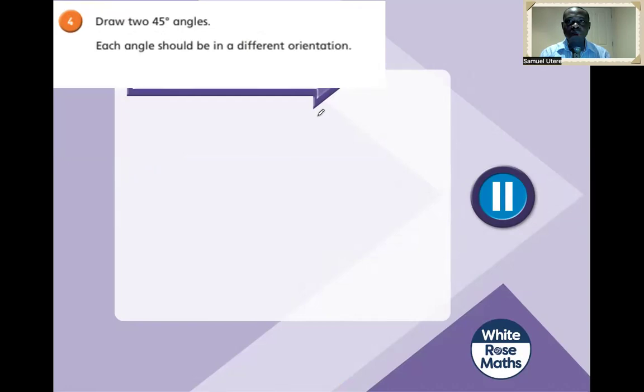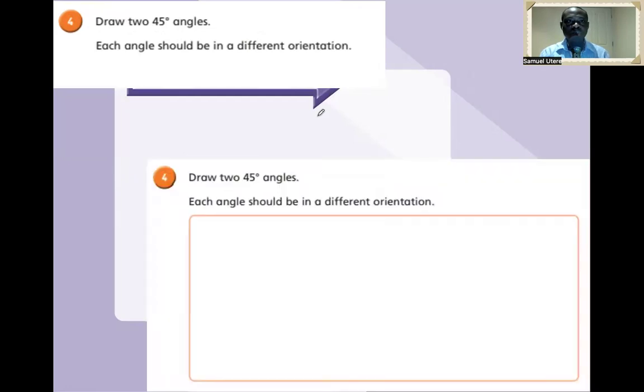Assuming you've paused the video and you've answered question 4, here are the answers. For question 4, you were asked to draw two 45-degree angles. Each angle should be in a different orientation. To do that, you could draw a horizontal line, any horizontal line, and draw a vertical line.